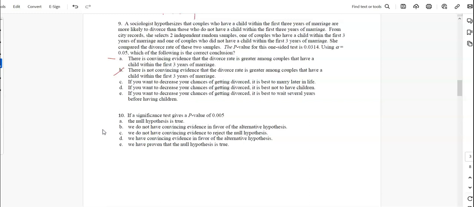If you decrease your chance of getting divorced, it is better to marry later in life. So these are implying causation, which I don't think this is an experiment, right? It's random samples. There's no random assignment. So I don't think we can imply causation here. I don't think those are true. So it's got to be A.